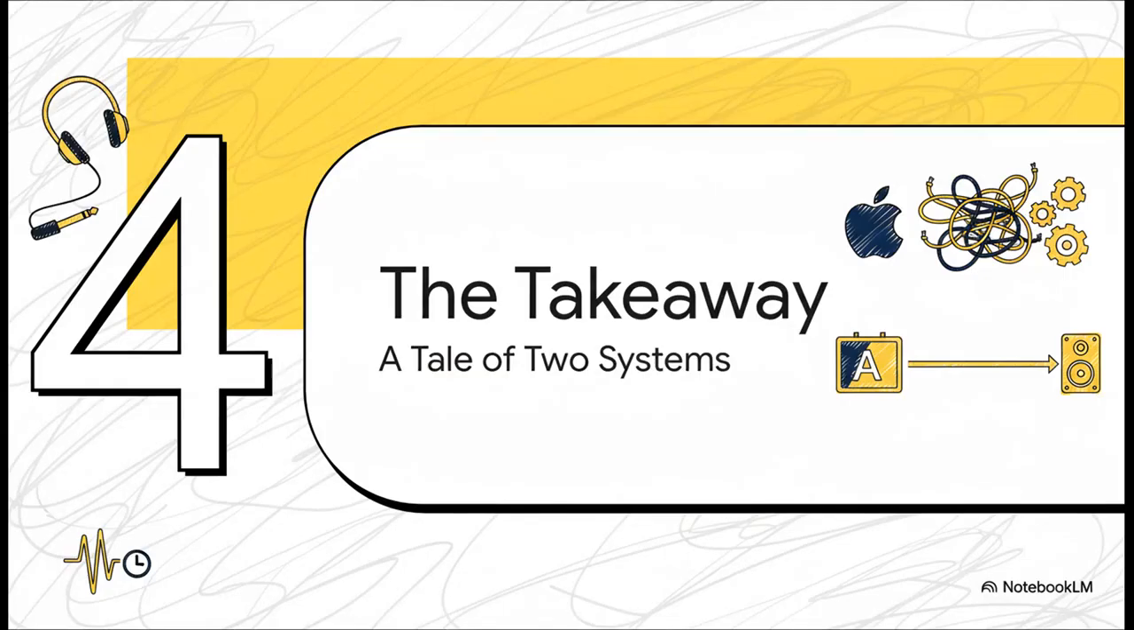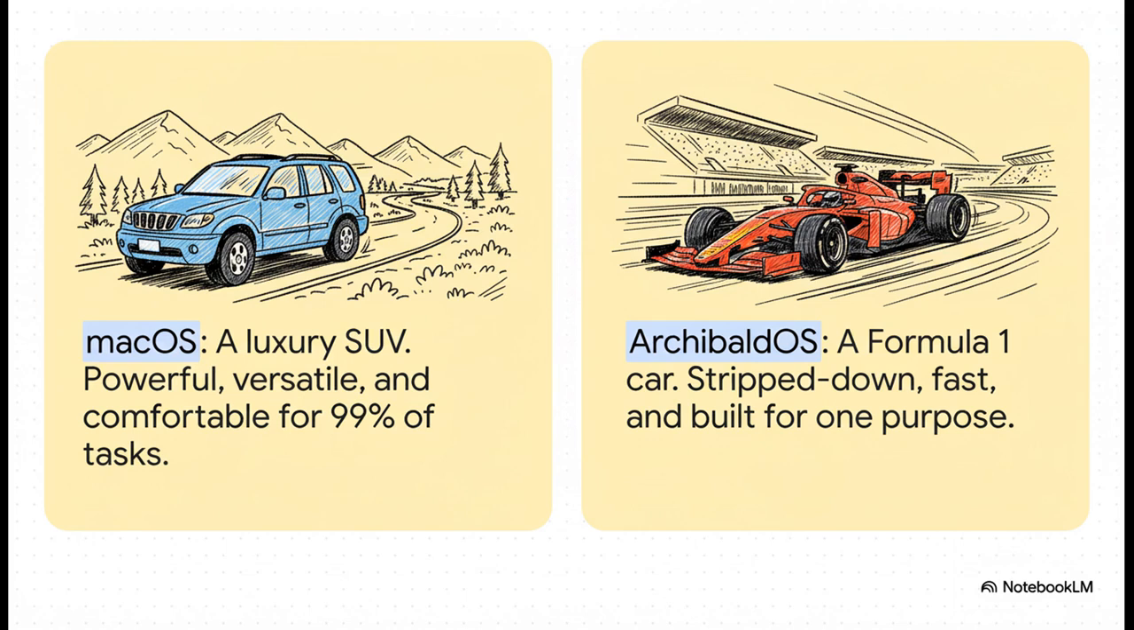Okay, so let's zoom back out and look at the big picture. We've seen Apple, a tech giant with incredibly powerful machines, hitting this weird, unexpected speed bump. And then we've seen Archibald OS, this specialized tool that makes some really radical choices to crush one very specific goal. So what's the takeaway here? I think this metaphor just sums it up perfectly. A modern Mac is like a luxury SUV. It's gorgeous, it's comfortable, and it can handle pretty much any road you throw at it. It's the perfect vehicle for 99% of your life.